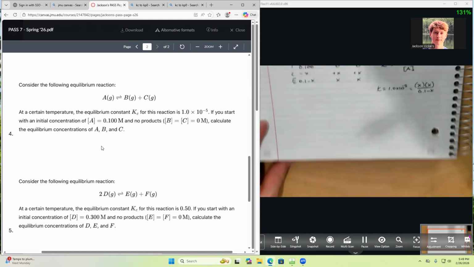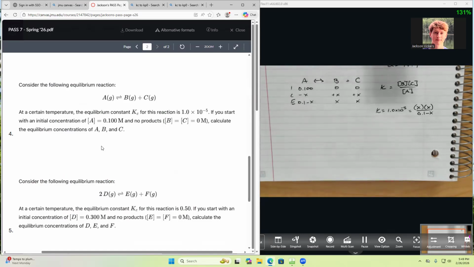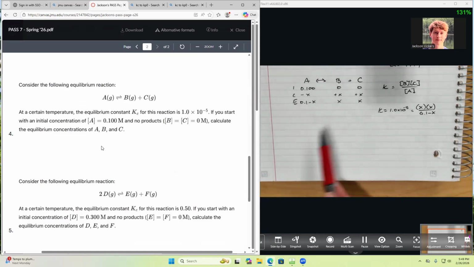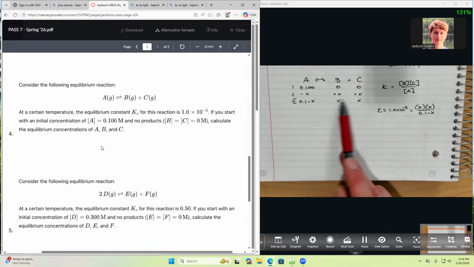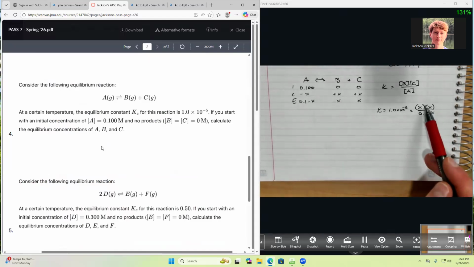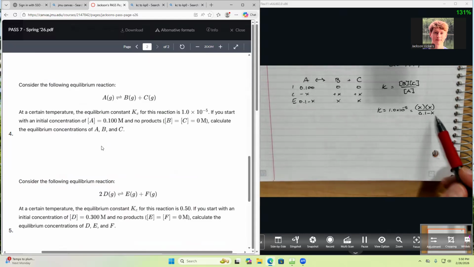So I'll finish off this one. We have, again, setting up the K expression as we always do with products over reactants. And here's how I set up my ice table. We're starting with a certain amount of reactant A, the 0.1, and there's no coefficients here, so we don't really have to worry about anything too fancy going on. So it's going to be minus x, plus x, plus x. And then we always plug these terms straight into the K expression. So that's going to look like x times x over 0.1 minus x.